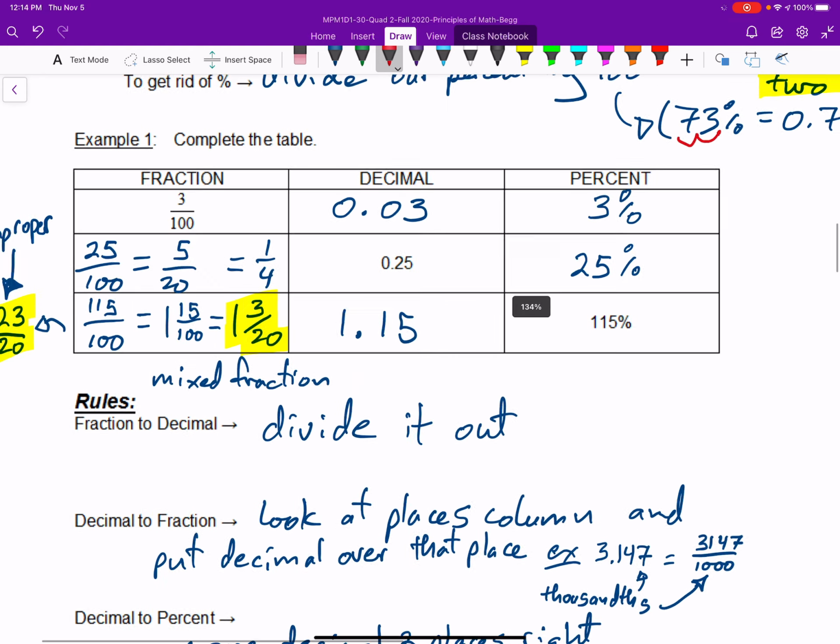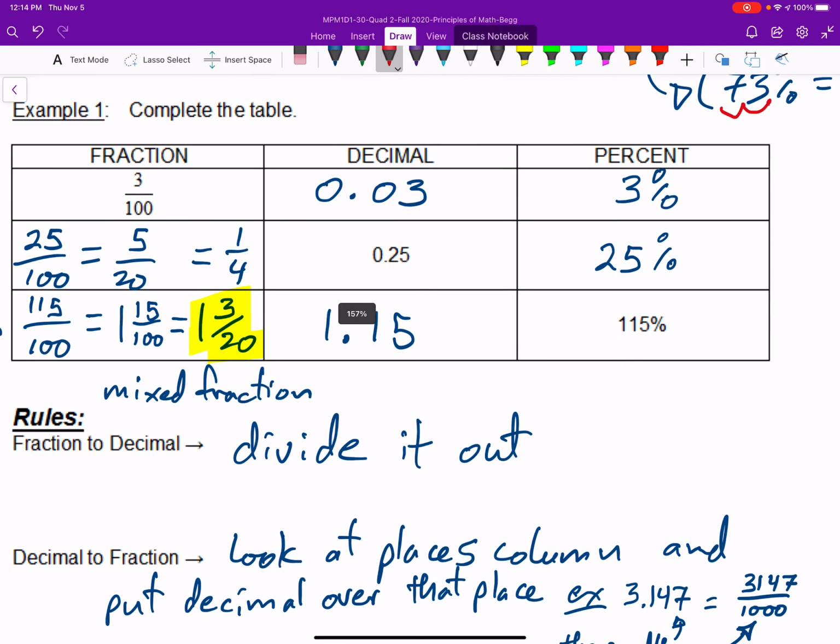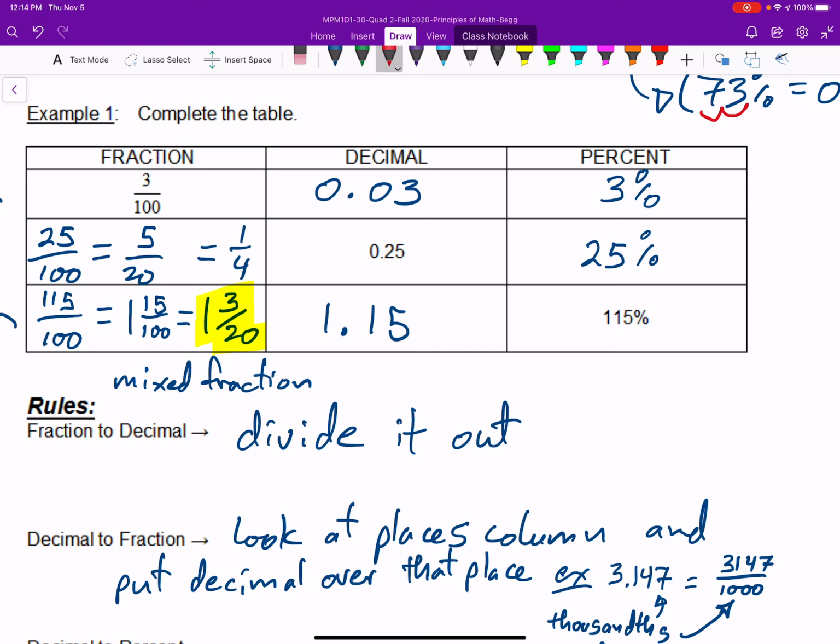So, complete the table. If we start with a fraction, 3 over 100, I can change any fraction to a decimal just by dividing, right? A fraction is really just a division that hasn't been done. So 3 over 100, I could put 3 divided by 100 in my calculator, and I get 0.03. And then if I want to change it to percent, I would move the decimal 2 places to the right. I don't need those zeros up front anymore, and that's just 3%.